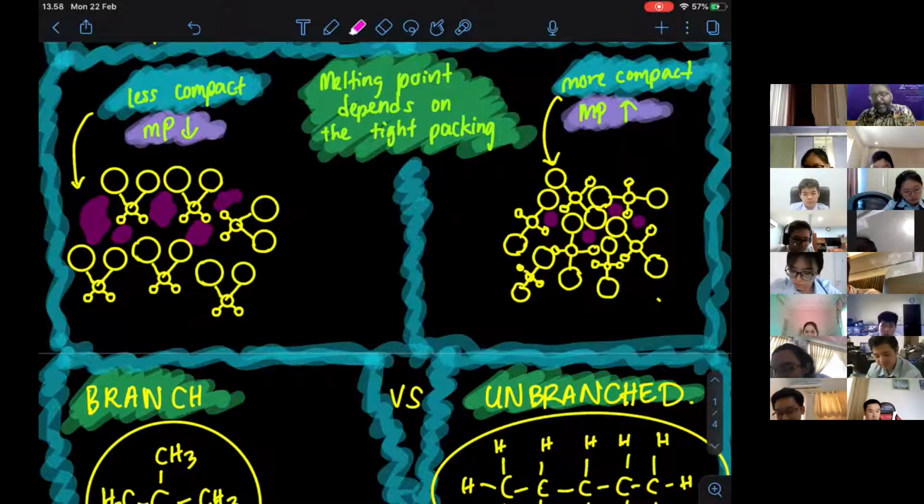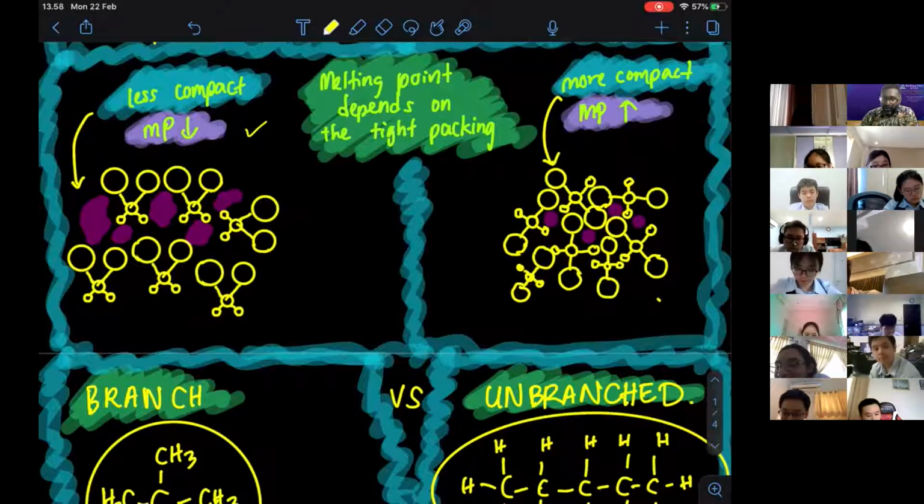and they will have minimum space between them. So this is going to tell us that your cis isomers are going to be less compact. When they are less compact, your melting point is going to be lower. It's going to be easier to separate them. Okay, it's easier to break them.